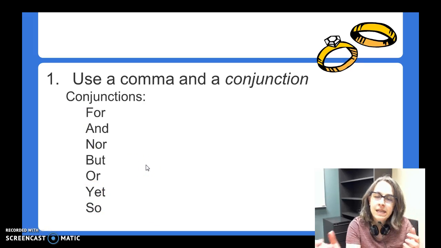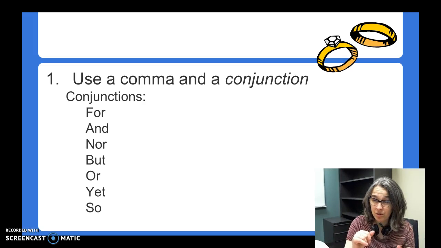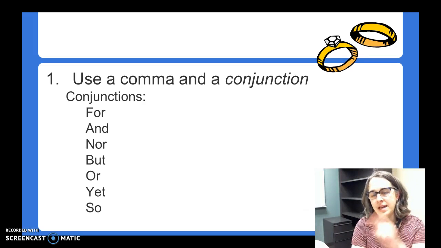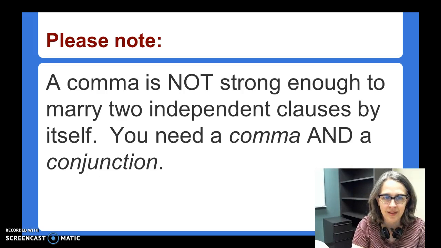When you have a coordinating conjunction to combine two independent clauses, you want to make sure you have a comma before the coordinating conjunction. So comma and conjunction. Not just a comma, you've created a comma splice, and not just the conjunction either, comma and conjunction.